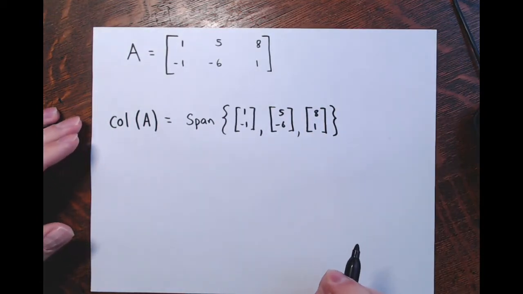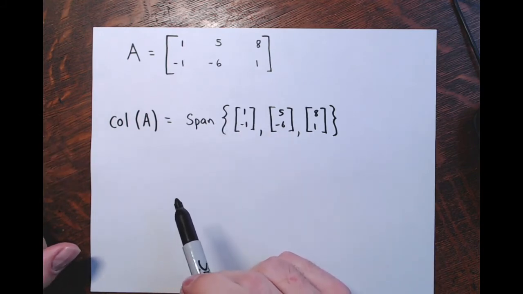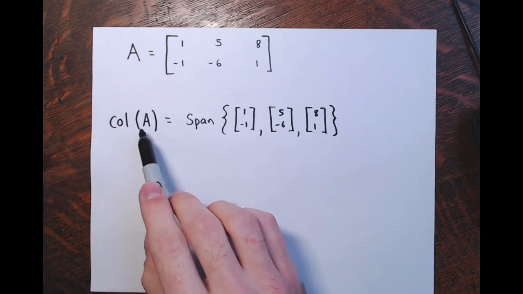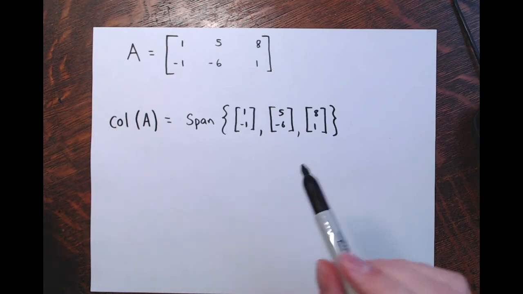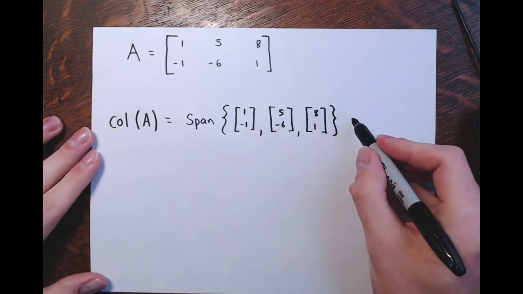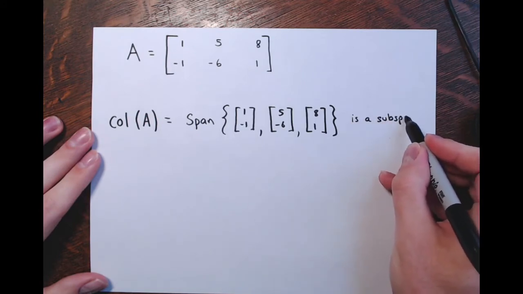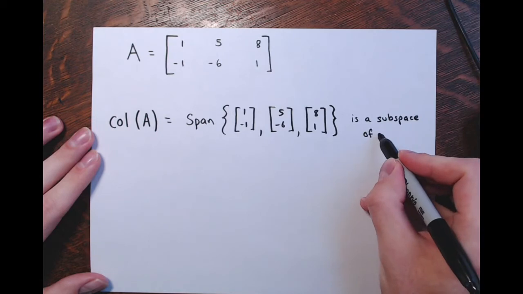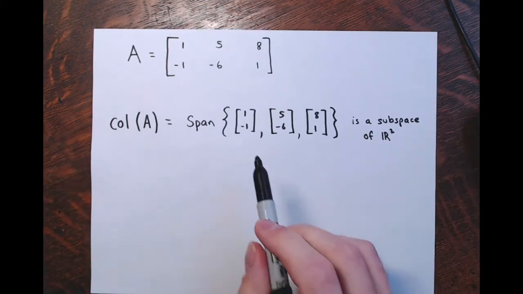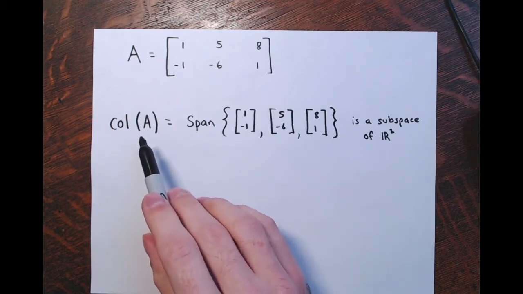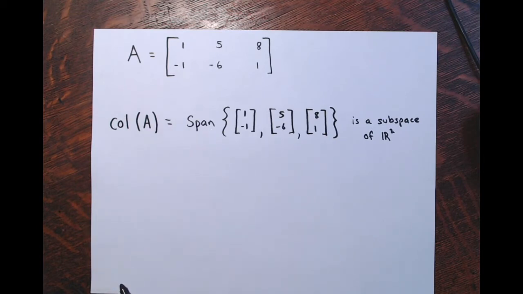Okay. Now, this is a totally valid description of the column space of A. Every vector in the column space is some linear combination of these three vectors. And again, all these are vectors from R2, so this is a subspace of R2. Now, we're going to be asked to also find a basis for this column space.